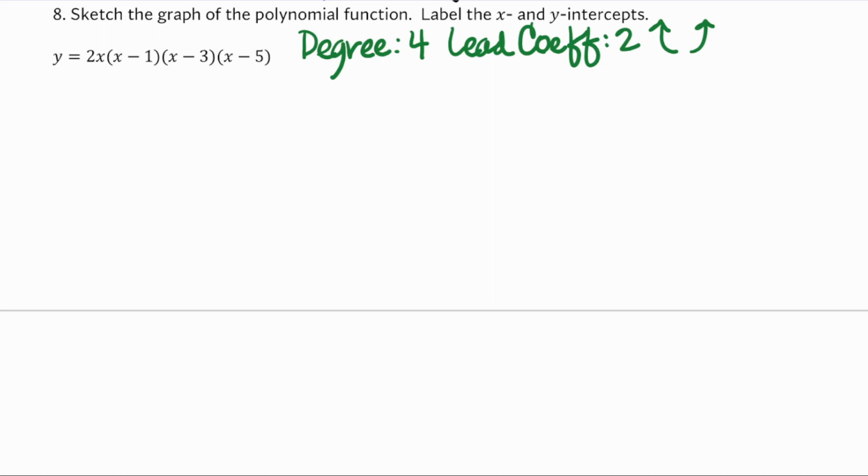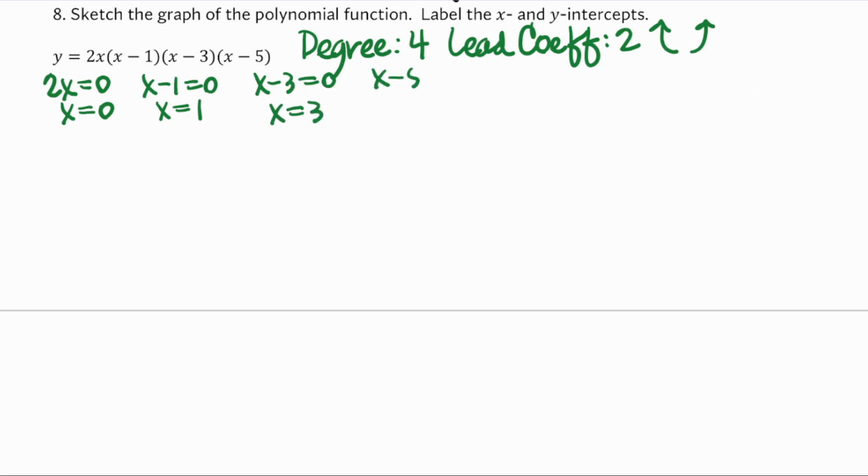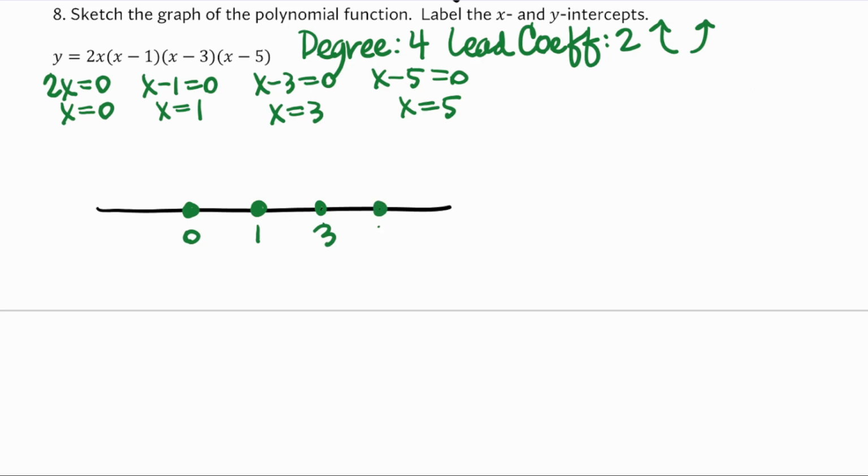I have to label my zeros now. So 2x could equal 0 when x equals 0. Okay, 2 never equals 0, so 2 is not contributing any zeros to this polynomial. Okay, x minus 1 could equal 0 when x equaled 1. X minus 3 could equal 0 when x equaled 3, and x minus 5 could equal 0 when x equaled 5. Okay. So I can label my zeros 0, 1, 3, and 5.